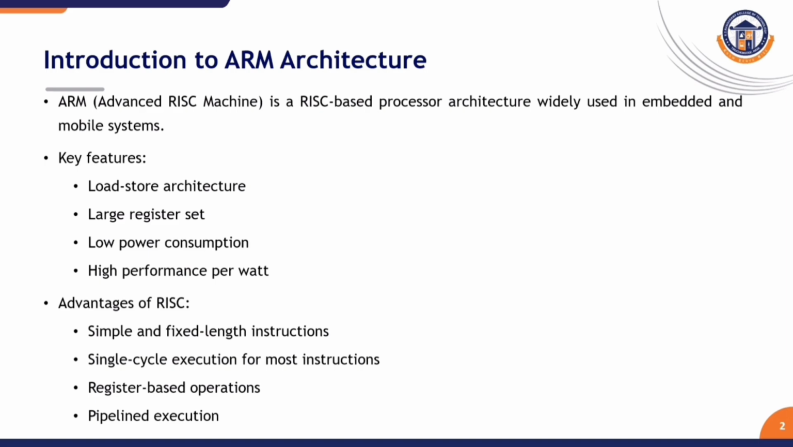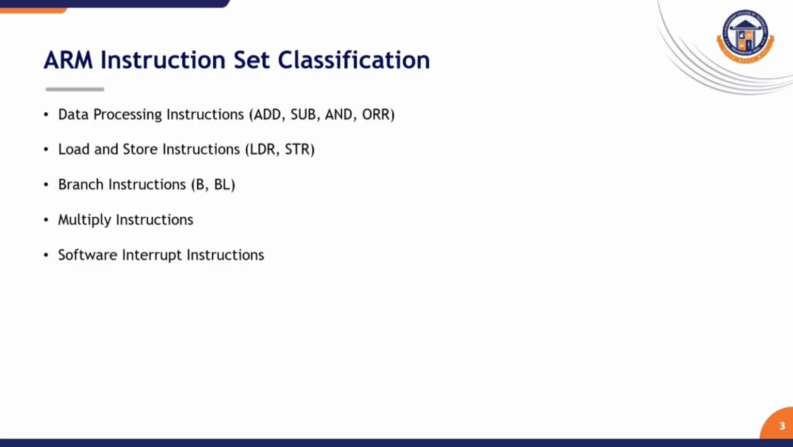Next, we are going to discuss the topic ARM instruction set and classifications. The ARM instruction set is classified into different groups based on functionality. The first one is the data processing instructions. The data processing instructions are used to handle arithmetic as well as logical operations like addition, subtraction, AND, OR logic. These instructions are mainly performed with the help of the arithmetic and logical unit.